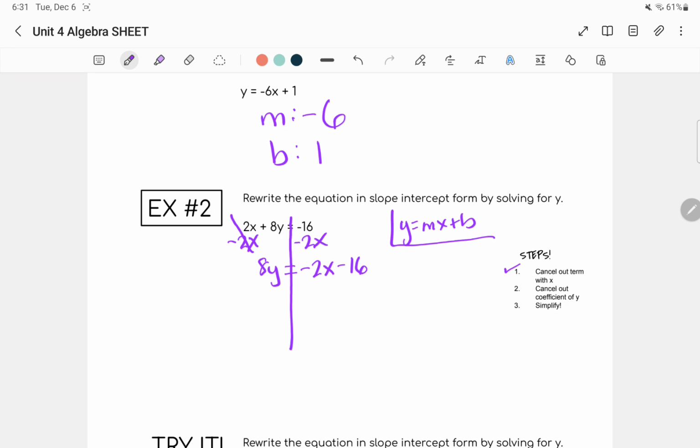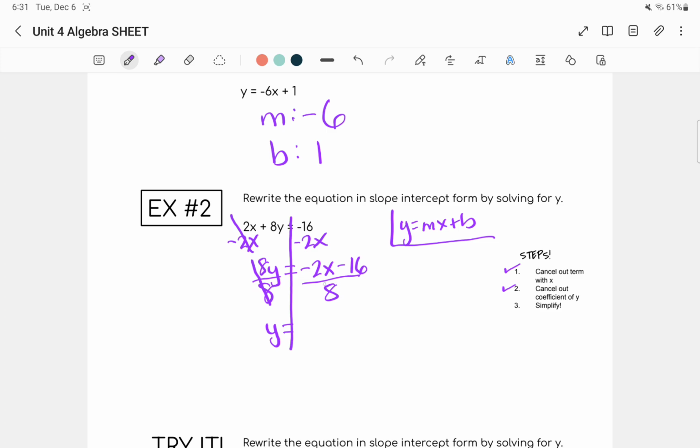And now I need to cancel out the coefficient of y. That means I'm going to divide by 8 right here, so I also have to divide the other side by 8. Then I cancel out those 8s, and I get y. Over here, when I'm dividing by 8, I'm going to divide each term by 8. When I say term, I hope we know what that means. Negative 2x is a term, negative 16 is our term. Anything that is an expression or a number that we're adding and subtracting, those are our terms.